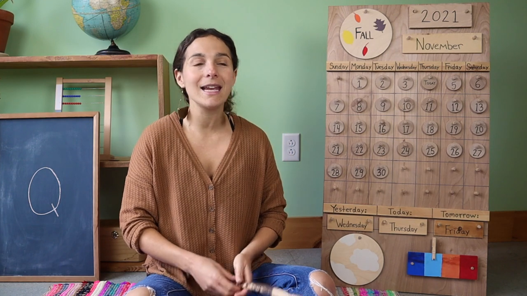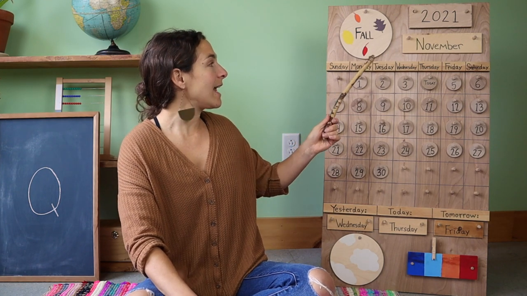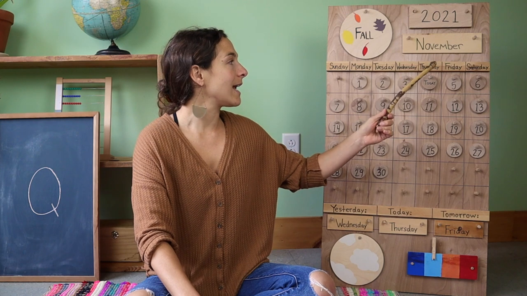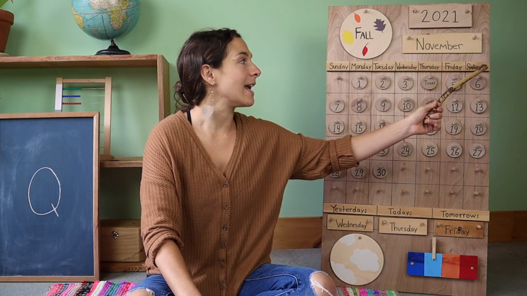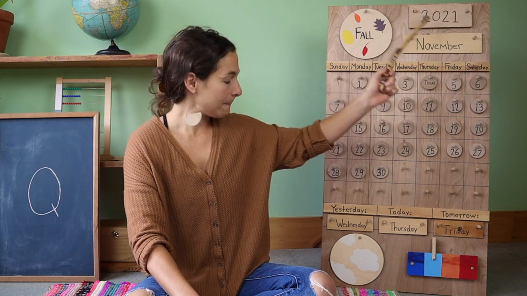There are 7 days in a week. Sunday, Monday, Tuesday, Wednesday, Thursday, Friday, Saturday.